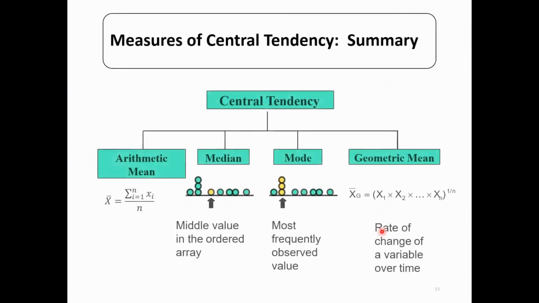So in summary, what did we talk about under central tendency? We talked about the arithmetic mean. We talked about the median, which is the middle value in an ordered array. That is very important to keep in mind. When you're given the data set, you have to order it from smallest to largest. Then you have something called the mode, which is the most frequently observed value. And we did something called the geometric mean, which is the rate of change of a variable over time. We use this mainly for the rate of returns.